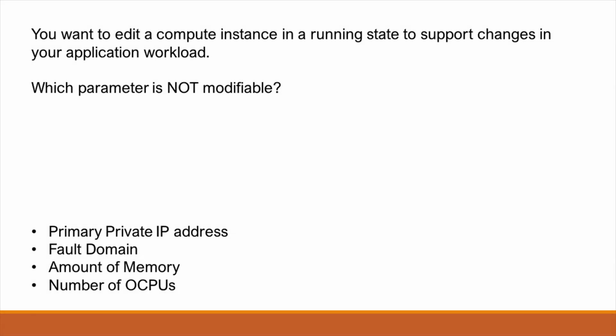You want to edit a compute instance in a running state to support changes in your application workload. Which parameter is not modifiable? Options we have for this question are primary private IP address, fault domain, amount of memory, number of OCPUs. Correct answer for this question is option 1, primary private IP address. That is the only option given which can't be modified when the compute instance is running.